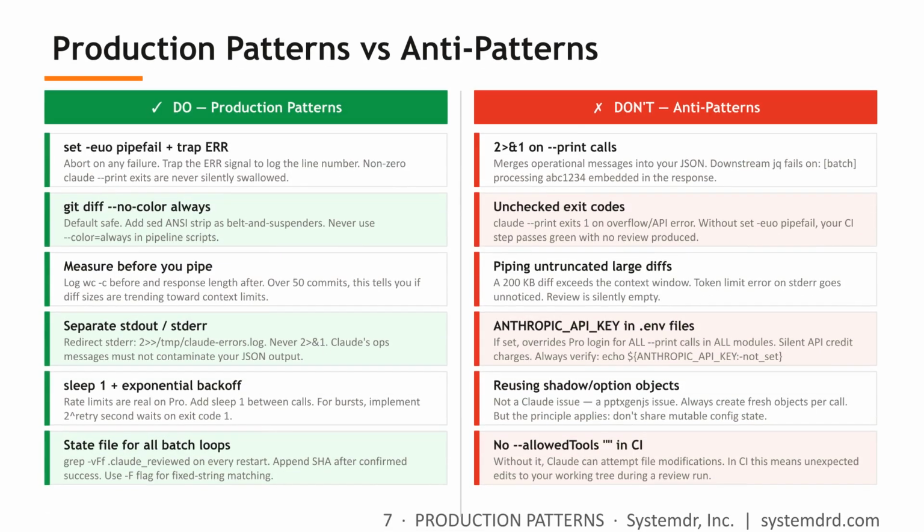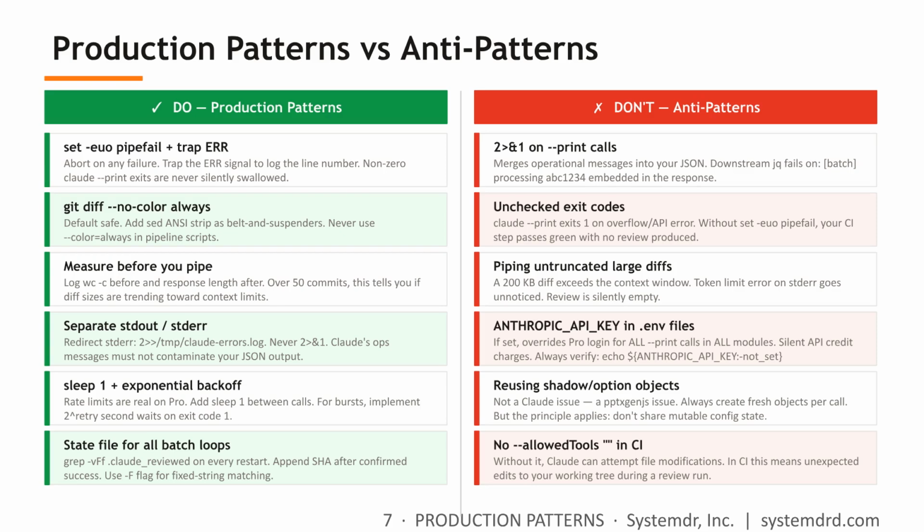This slide is a reference. Let me hit the most important items on each side. On the do side, the green column, set -euo pipefail, plus trap ERR. This is the foundation. The trap command logs the line number where the failure occurred. "Claude failed at line 42" is actionable. "Something went wrong" is not.